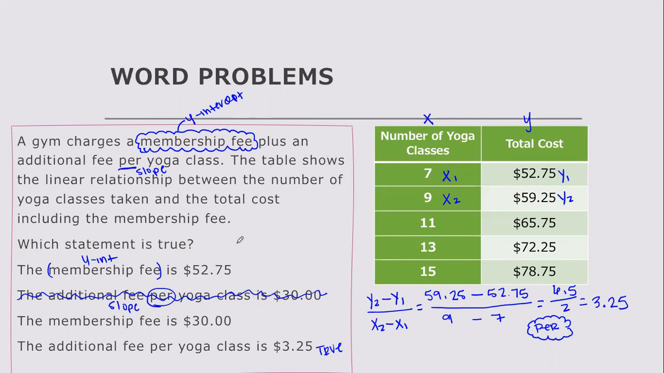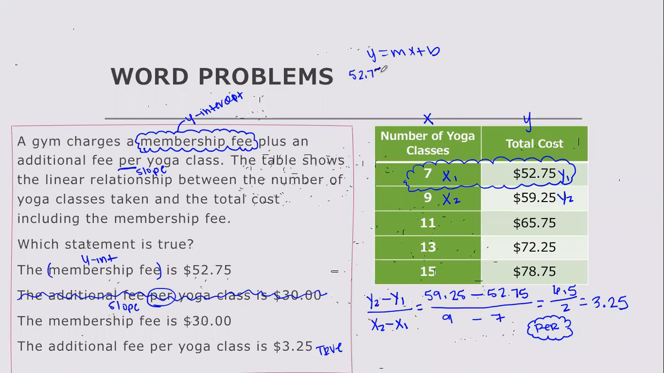So we need to find our y-intercept. y equals mx plus b. I need to choose a point. I'm just going to choose this point right here because it's the smallest numbers and to me just easier to work with. So I'm going to choose this x and y value to plug in to figure out my y-intercept. So the y value is 52.75.